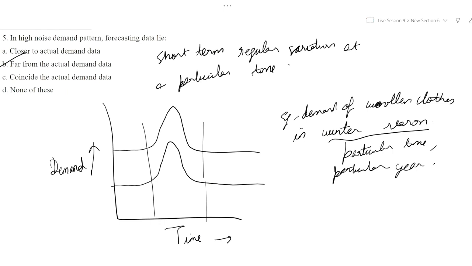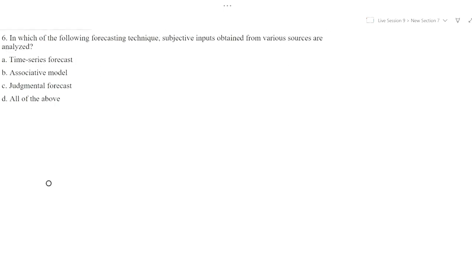Okay, so the next question. In which of the following forecasting techniques are subjective inputs obtained from various sources analyzed? Time series forecast, associative model, judgmental forecast, all of the above. So here the correct option is judgmental forecast.